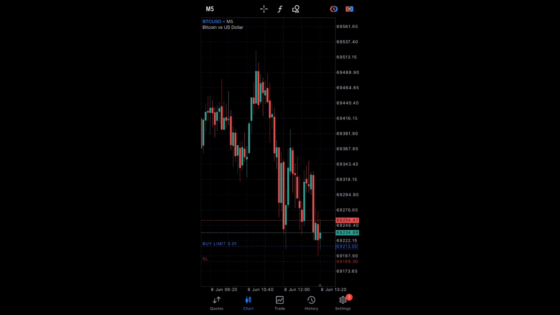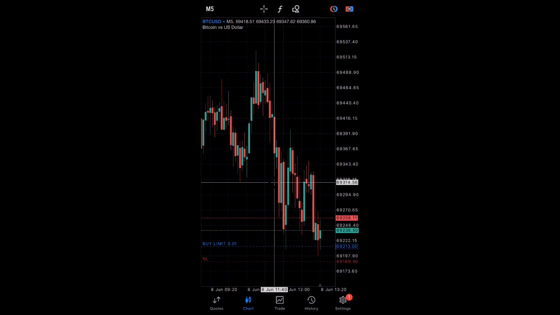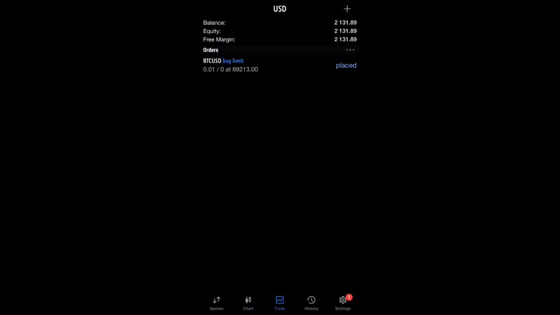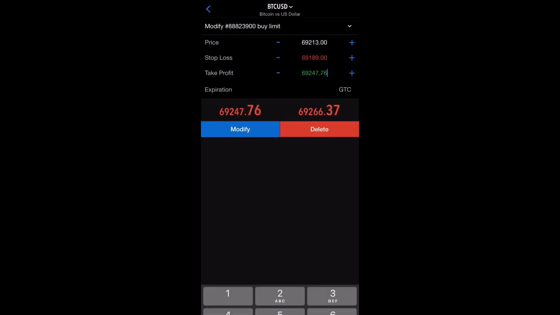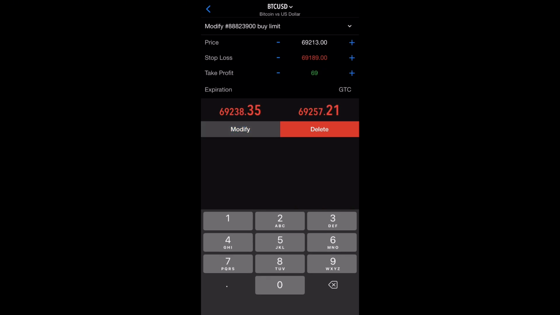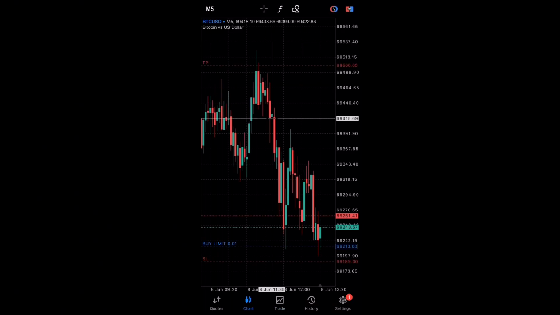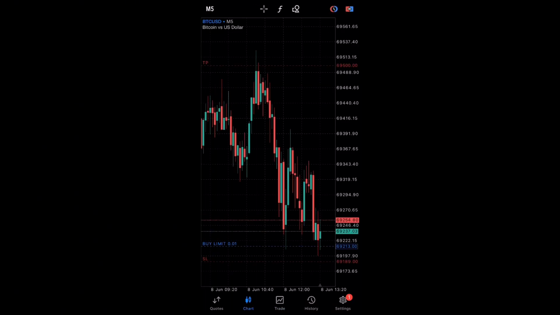So the same way, you look for a place for your TP. Let's assume that your TP is at 69500. You click on the buy limit trade, you modify 69500. You modify. You have successfully completed your trade placing using the buy limit, and you still carry out this process in the sell limit also, just a vice versa.